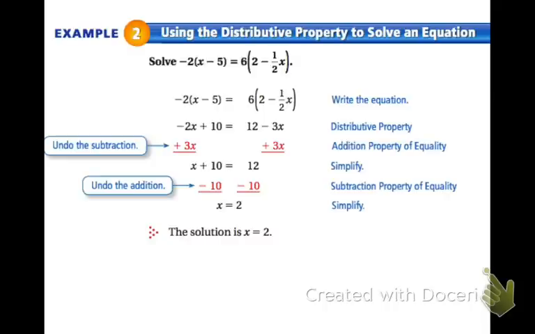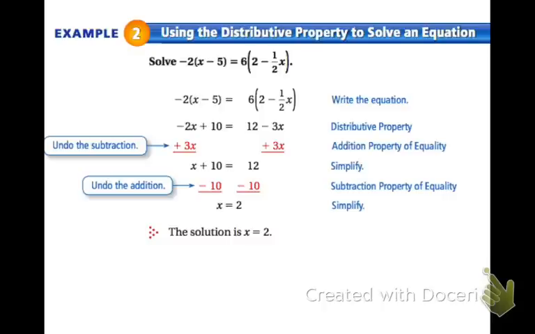Sometimes you have to do the distributive property first. So, just like we've been doing for the past couple weeks, you want to get rid of the parentheses by distributing the number outside the parentheses, and always, always, always make sure you're double checking about those negatives. So on the left-hand side, negative 2 times x is negative 2x, and negative 2 times negative 5 is a positive 10. Notice how that becomes the sign between the numbers. On the right, 6 times 2 is 12, and 6 times a negative 1/2 x is negative 3x.